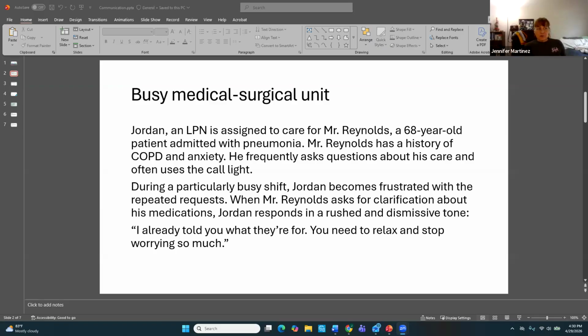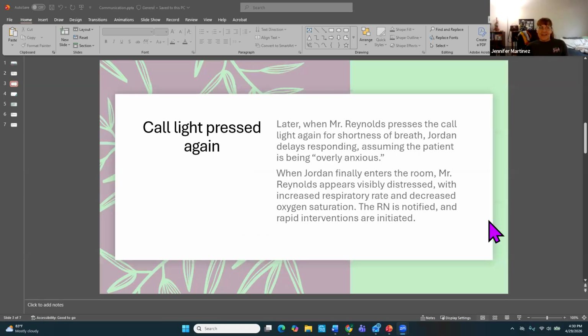During a particularly busy shift, Jordan becomes frustrated with a repeated request. When Mr. Reynolds asks for clarification about his medications, Jordan responds in a rushed and dismissive tone. "I already told you what they're for. You need to relax and stop worrying so much." All right. So, call light pressed again.